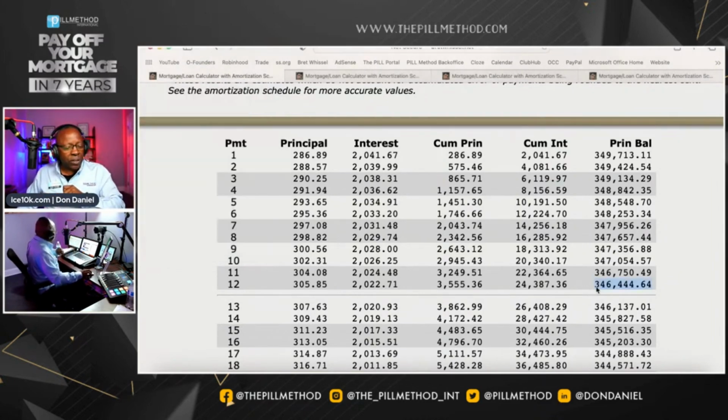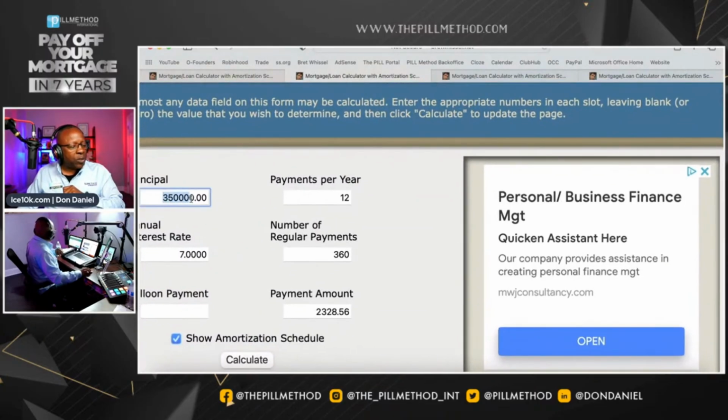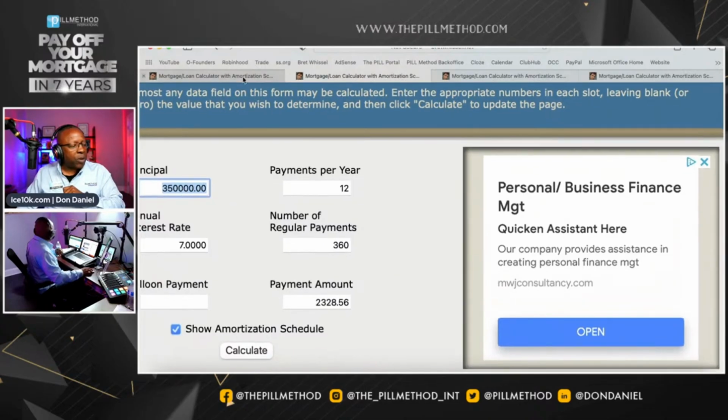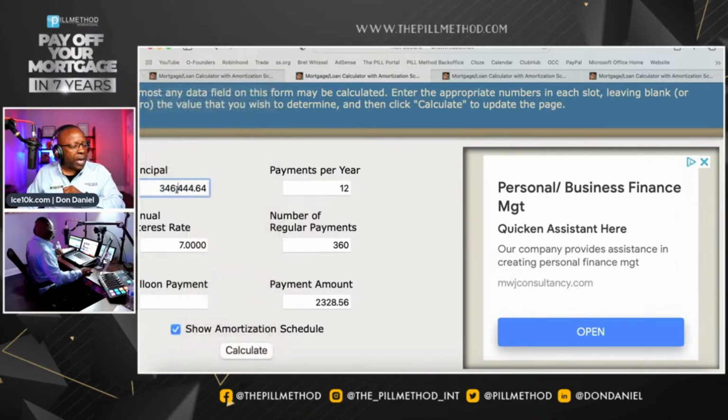And watch this. I'm going to take this $346,000. We're going to copy that. We're going to put it into this loan. This is how much we owe now. We want to try to get it to paste. There we go. Paste. We got to take that comma out. It's still at 7%, right? And we're going to keep it at that same amortization. Okay. Look at this. Look at this. Watch this.